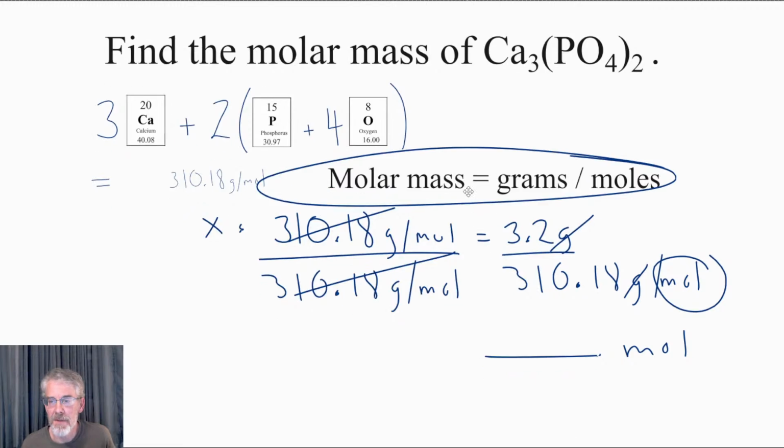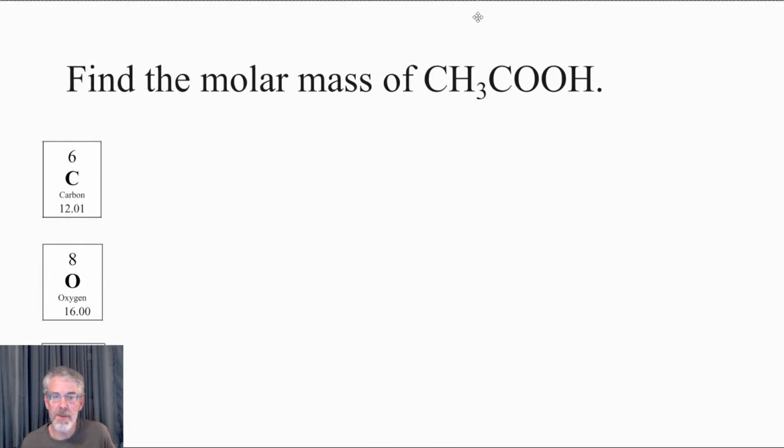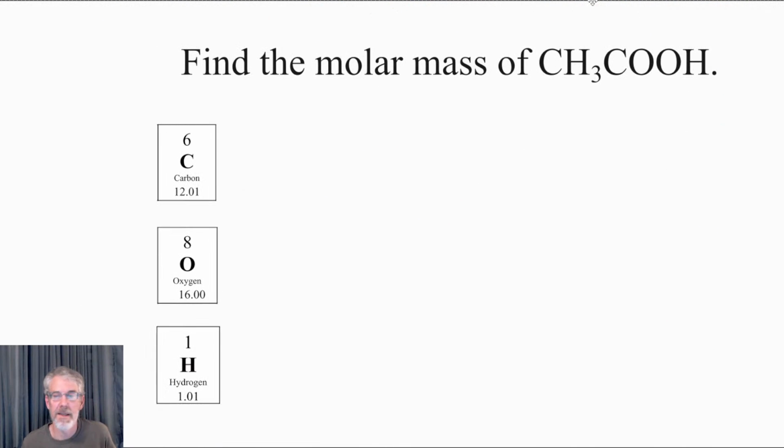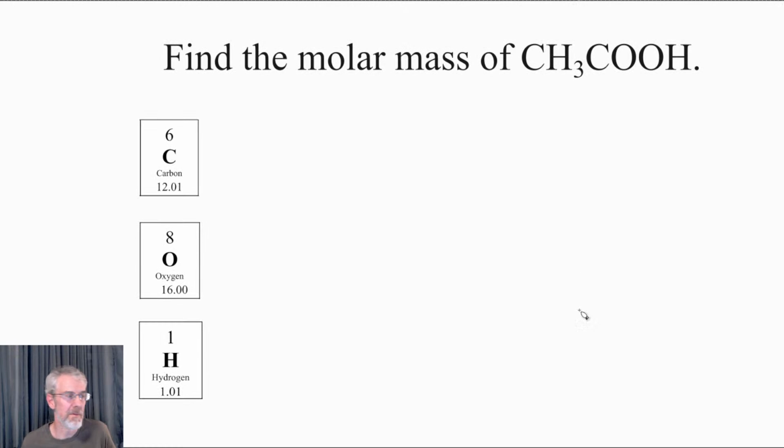Let's try one. I want to see if you guys can get this one. This one's kind of a trick. I want to see if you can figure the trick out. Find the molar mass of CH3COOH. This is acetic acid or ethanoic acid. This COOH here, when you see that on the end of a compound, that's a carboxylic acid. So this is kind of an organic chemistry situation. Give it a try.